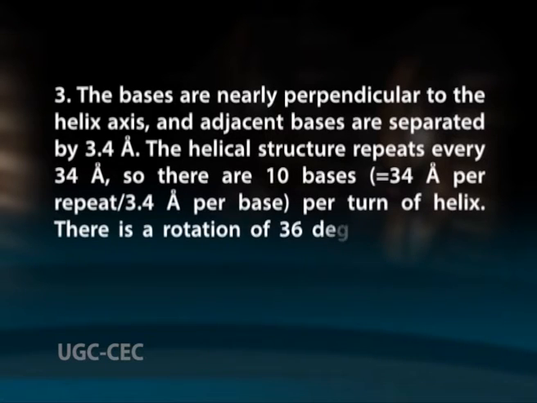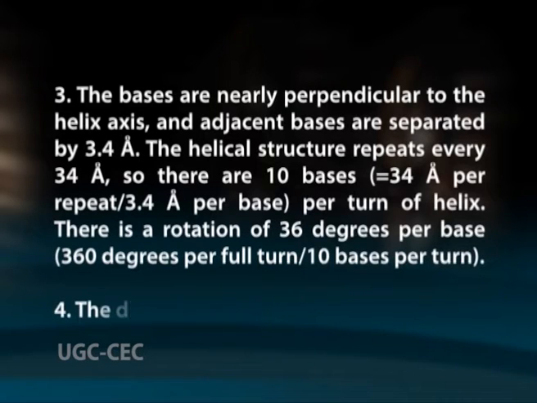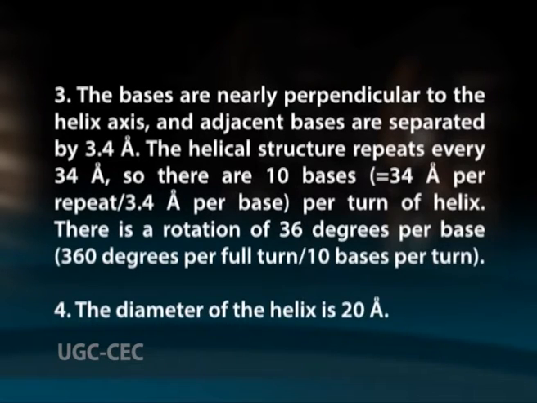So, there are 10 bases, which is equal to 34 angstrom per repeat, or 3.4 angstrom per base per turn of helix. There is a rotation of 36 degrees per base, 360 degrees per full turn or 10 bases per turn. Fourth one, the diameter of the helix is 20 angstrom.